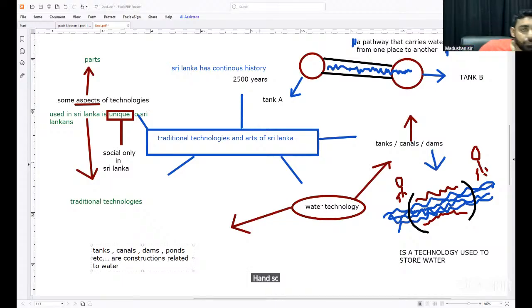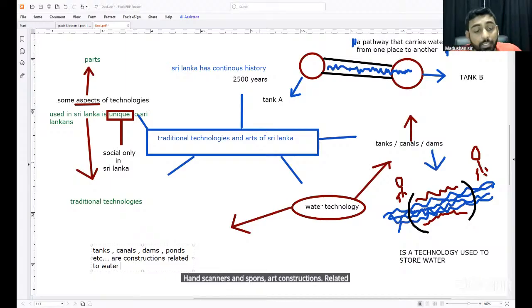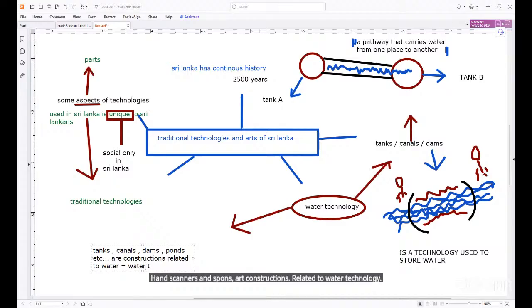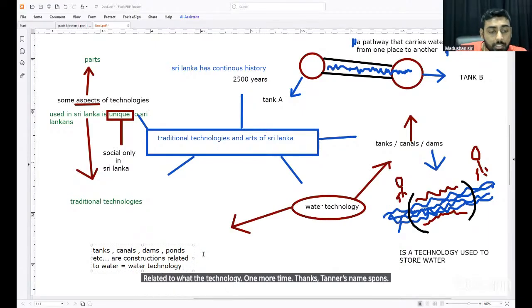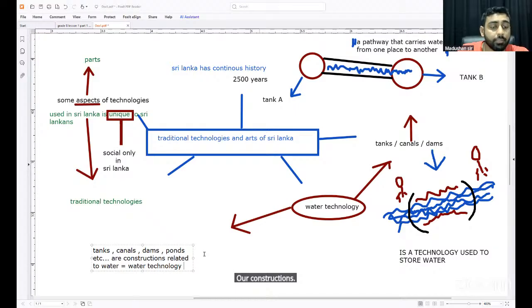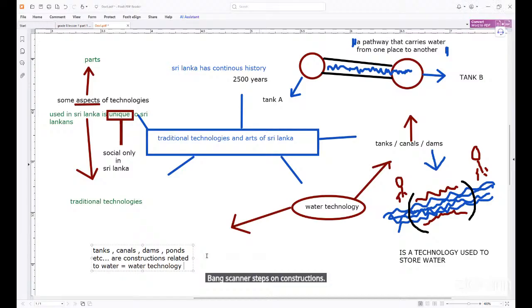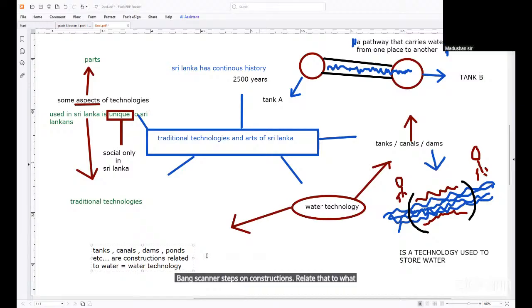Tanks, canals, dams, ponds are constructions related to water technology. Again, tanks, canals, dams, ponds are constructions related to water technology.